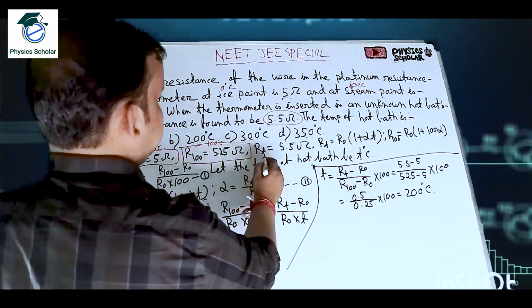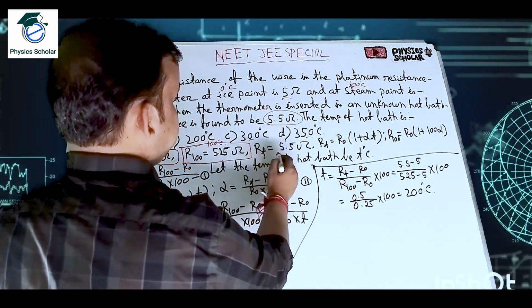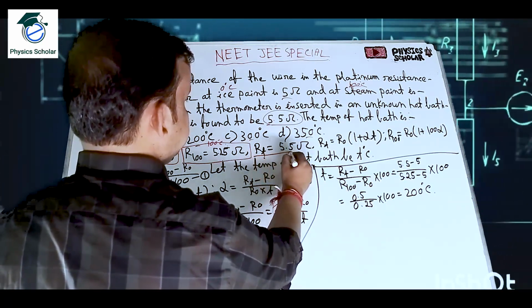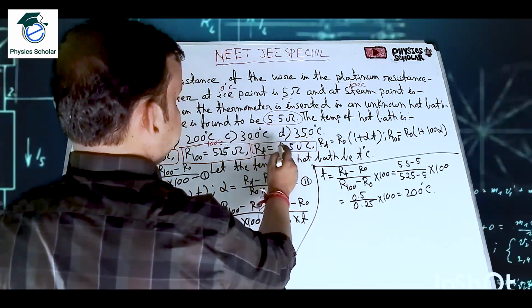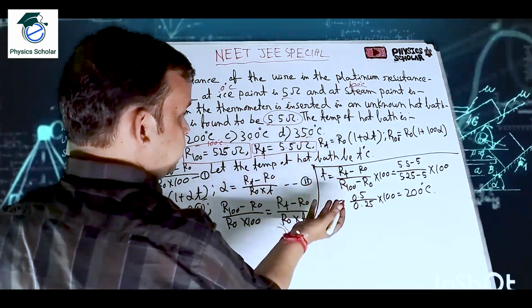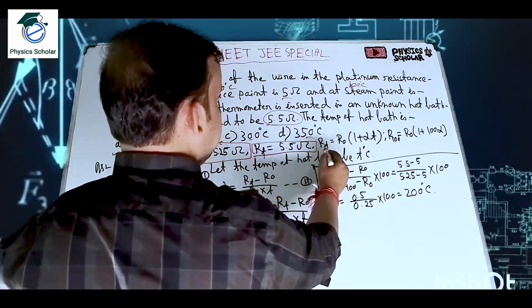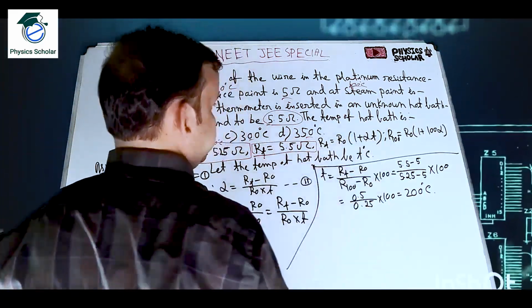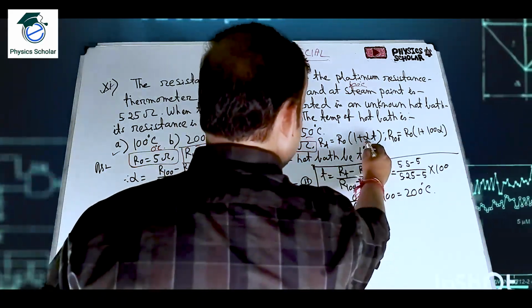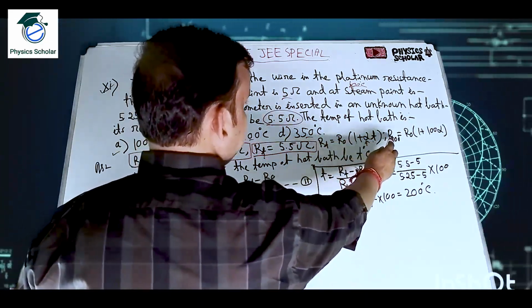RT means the final temperature that we have to find out. At that temperature the resistance is 5.5 ohm. Now, what is the formula? RT is equal to R0 into (1 plus alpha T), very easy. We don't know the value of alpha here.